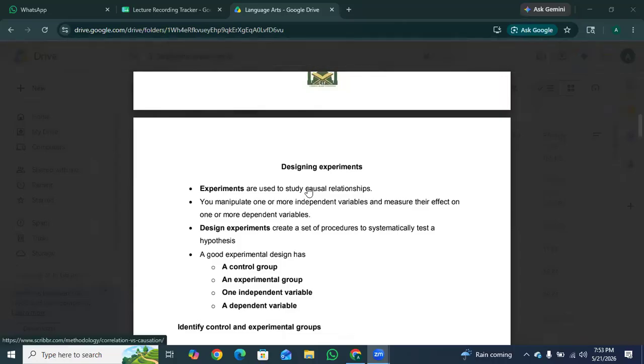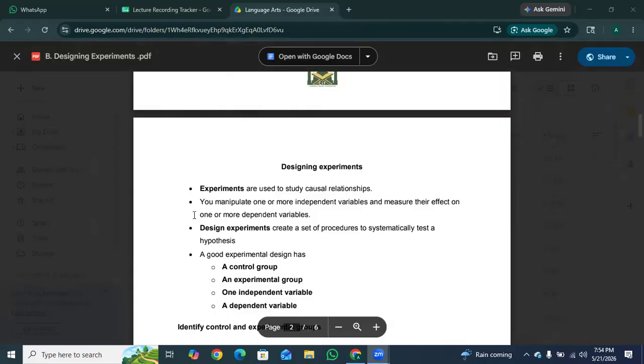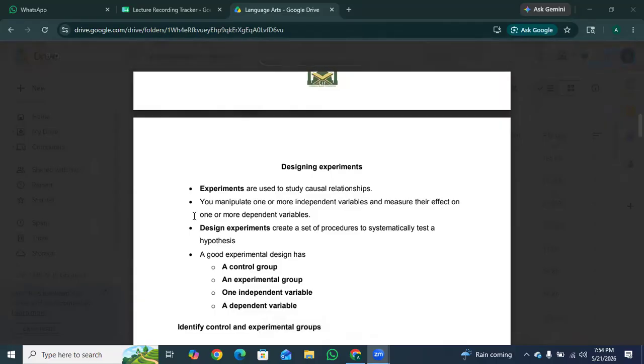Hey students, today we are going to discuss the topic of designing experiments. Basically, you should know the idea of an experiment. What is an experiment? Experiments are used to study causal relationships. An experiment is a test used to find out if one thing causes another thing to happen. You manipulate one or more independent variables and measure their effect on one or more dependent variables.